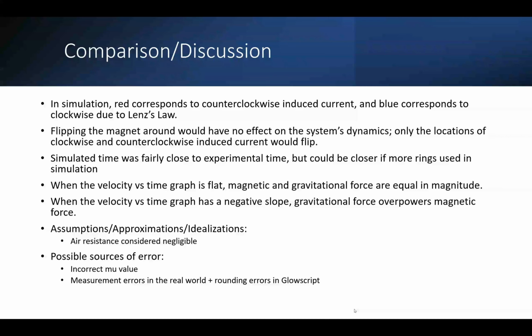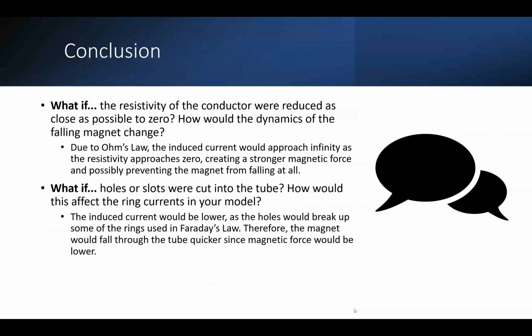And the possible sources of error included incorrect mu value and measurement errors in the real world and rounding errors in GlowScript propagating over time. So if the resistivity of the conductor were reduced as close as possible to zero, the dynamics of the falling magnet would change because due to Ohm's law, induced current would approach infinity as resistivity approaches zero, thereby creating a stronger magnetic force and possibly preventing the magnet from falling at all.